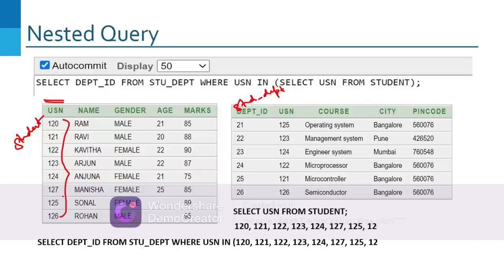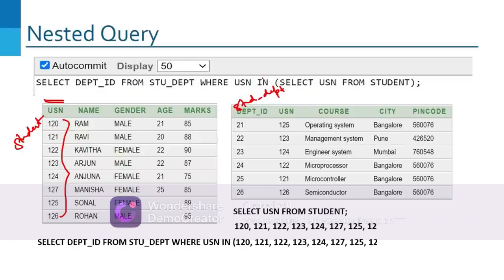Now what is happening here? Basically all those values are now coming in a bracket within the IN operator, right? And what happens in the IN operator? The IN operator says that all these values should be matching. So 120 should match, 121 should match, 122, 123, all these values should match.